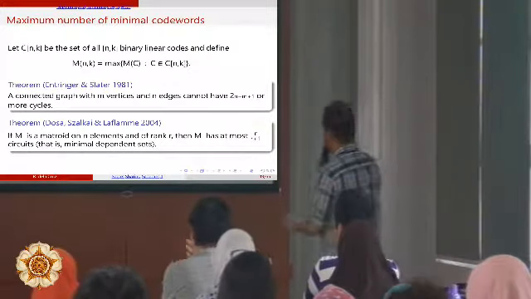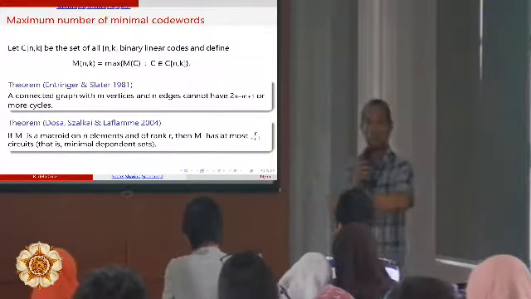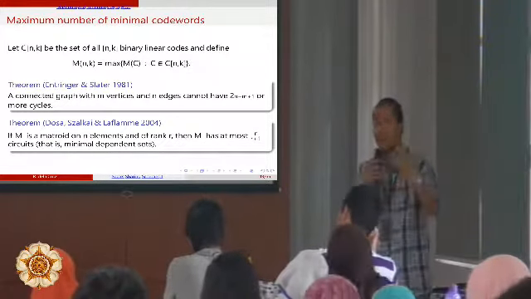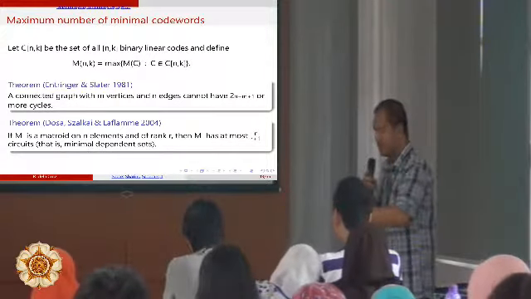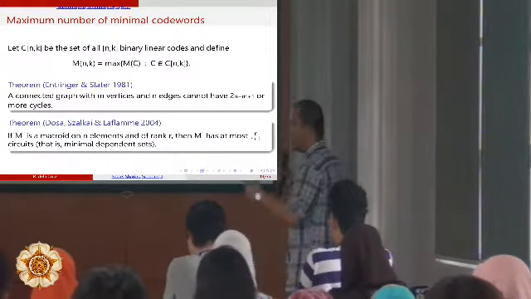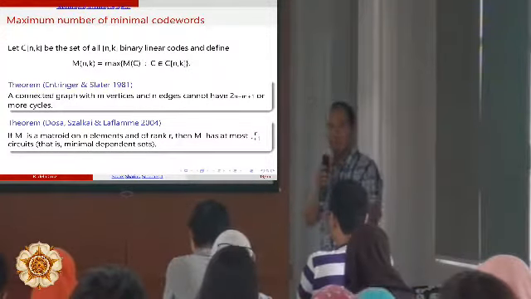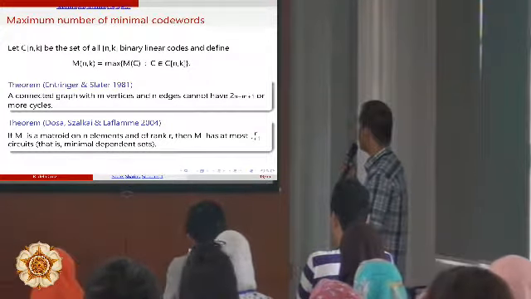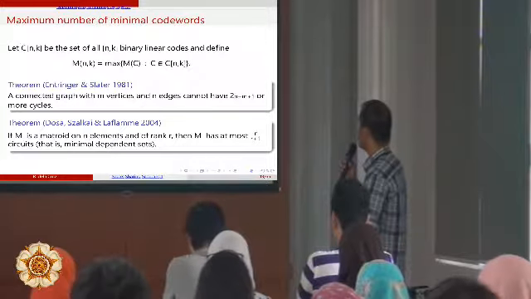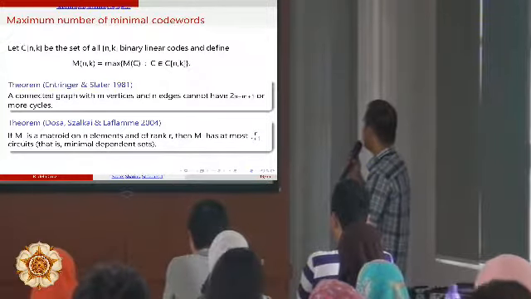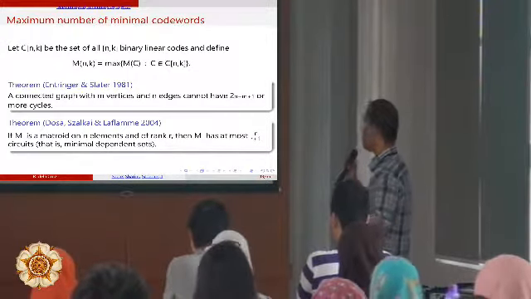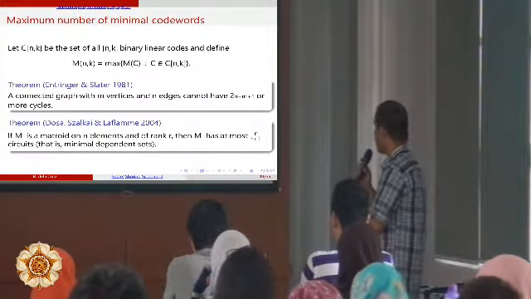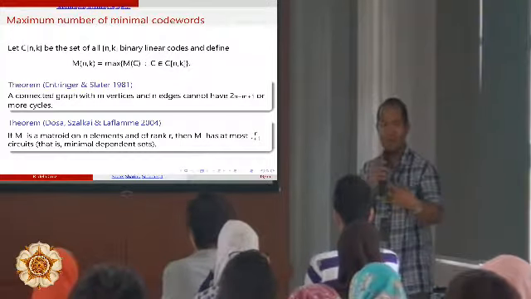Now, in graph theory, they already studied this one. If you remember, you can look at the minimal code words as cycles in a graph. So they already studied the number of cycles in a graph. One result is the following: a connected graph with m vertices and n edges cannot have 2^(n-m+1) or more cycles. But you will see we can actually prove this using coding theory.